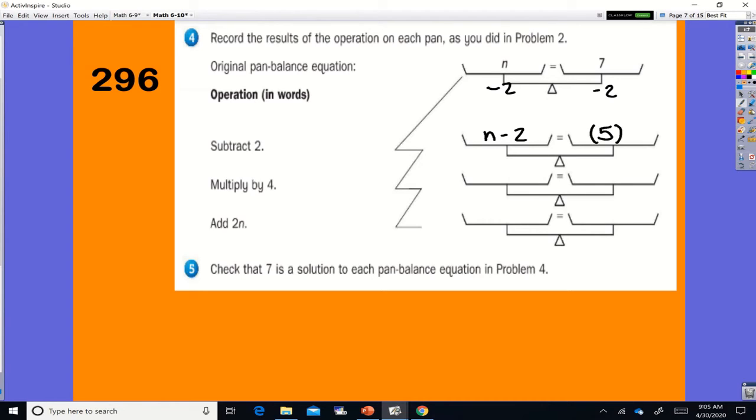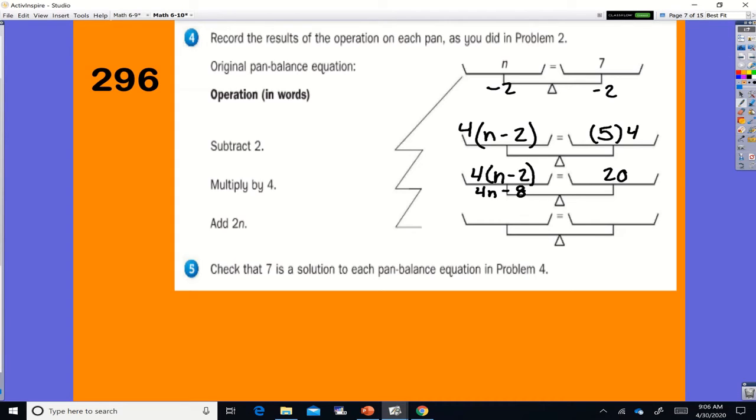Now we're going to multiply both sides by 4. So if I multiply this side by 4, I get 20. What I do to one side, I must do to the other. We're just going to keep it like this. Okay, now if you would like to, you could do the distributive property here. So we could make this 4n. A positive and a negative make a negative number. So 4 times negative 2 gives me negative 8. Okay, so we get that.